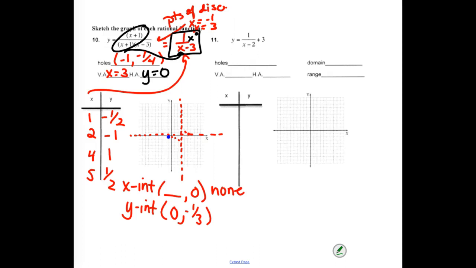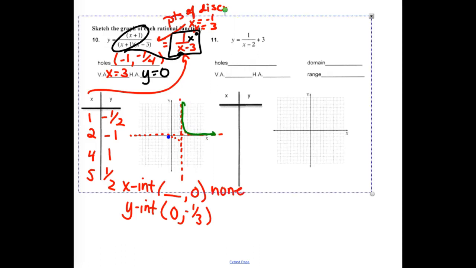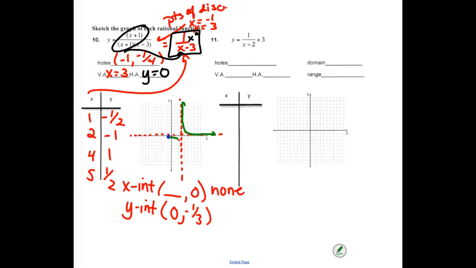So our graph should be coming down here, leveling off just above the x-axis. And then we have another branch here. It's going to bypass that hole, right? And approach the two asymptotes.